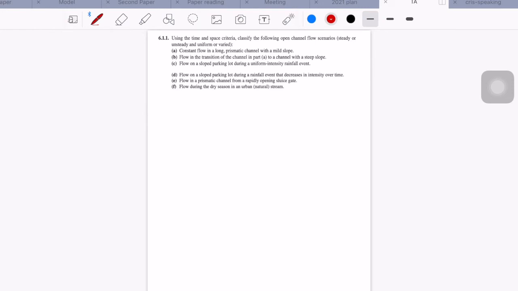Today, we will look at some problems about uniform flow in open channels. For the first problem, we need to classify the flow in open channel flow scenarios. For A, constant flow in a long prismatic channel with a mild slope. So the flow should be a steady, uniform flow.